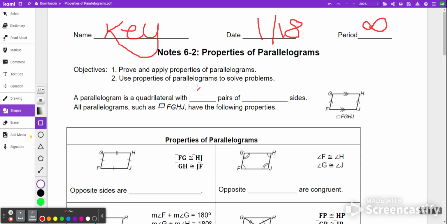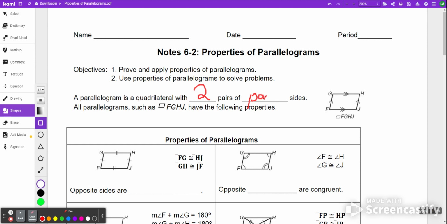And a parallelogram is a quadrilateral with two pairs. Now, two pairs is misleading. Two pairs is a total of four. See, look. Two pairs, but four sides. Can I erase this stuff? What is going on? That is not what I wanted. Whatever. Two pairs of parallel sides. That's the deal with parallelograms. They're parallel. Indeed, the sides are, which is fascinating.